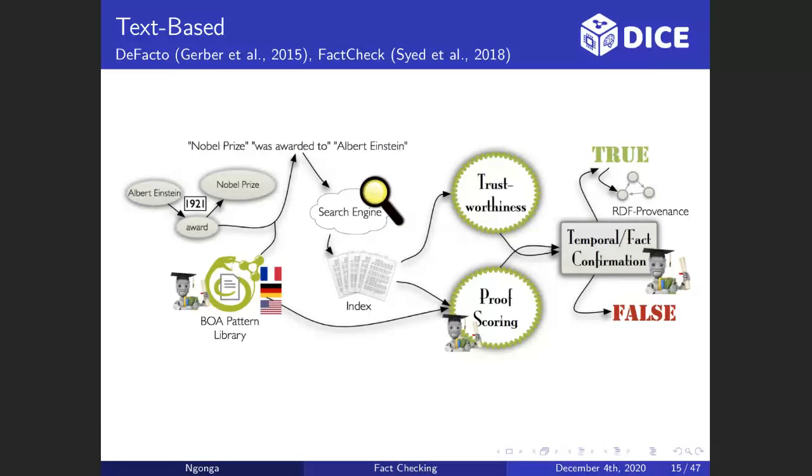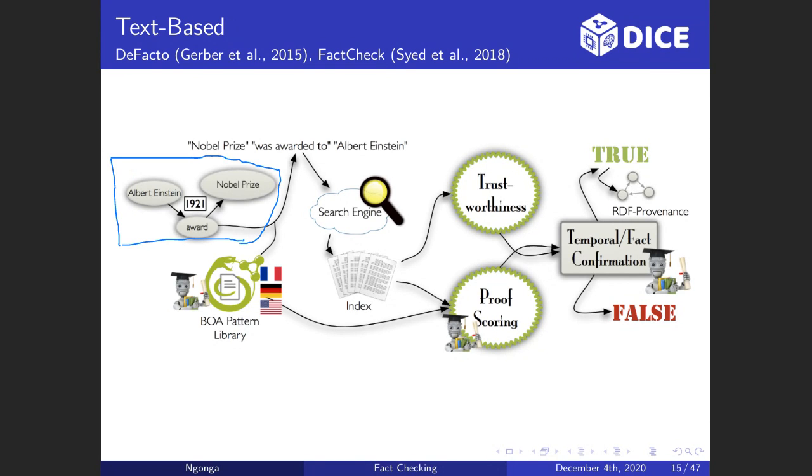For the text-based family, there are quite a few approaches out there. Rather prototypical are the approaches presented in the DeFacto paper in 2015, as well as in the FactCheck paper in 2018. This is the kind of architecture that you can expect here. We are going to assume that we're given a fact, for example, Albert Einstein was awarded the Nobel Prize. You can even have temporal information such as he was awarded the Nobel Prize in 1921. That's the fact we need to check.